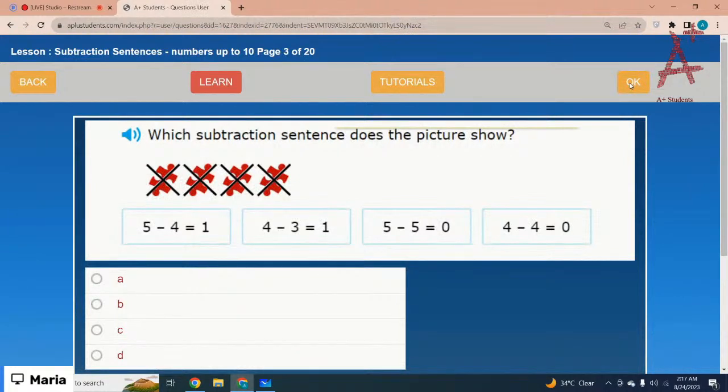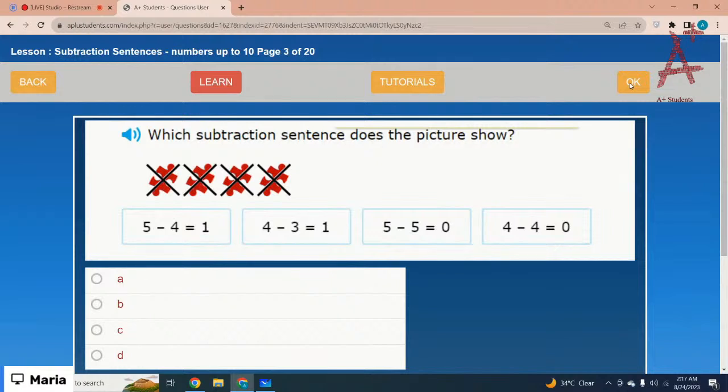Okay, the next one is, which subtraction sentence does the picture show? So which is the correct option? You can see you have one, two, three, 4 puzzle pieces. How many of them are crossed out? You have 4 pieces of puzzle and all of them are crossed out, right?